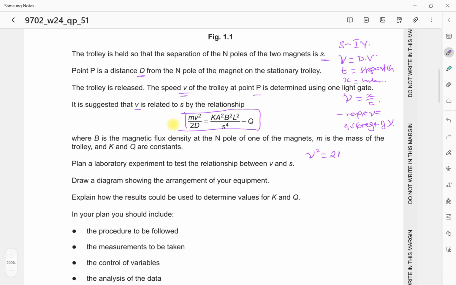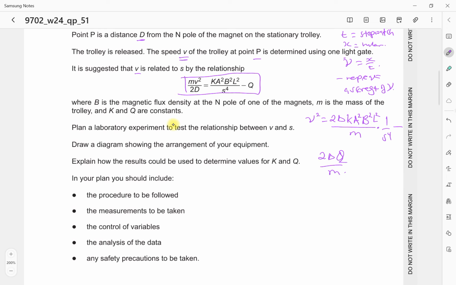twice 2D K A squared B squared L squared, divide this by M. Then there is 1 over S. Because S is the independent variable, I'll also separate S so that I'll have 1 over S power 4. Then it's minus Q times 2D, because I'm making V squared the subject, so it is 2D cubed minus 2DQ, also divide by M. So I have made V squared the subject.